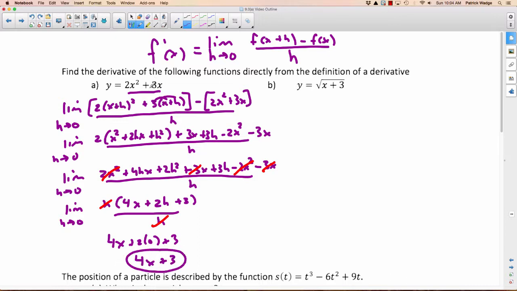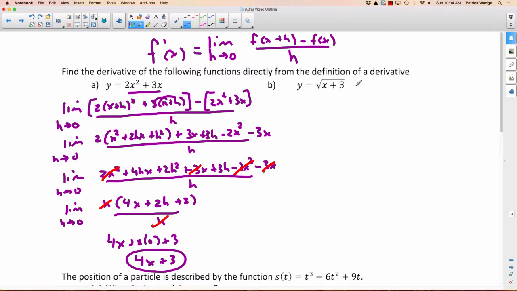Now, remember how much easier this would be without doing the difference quotient? You would use the power rule. 2 times 2 is 4x plus 3. 4x plus 3, done. This is why you learn to hate the difference quotient. But it is still important. It's what calculus and derivatives are really all based on. So you will be expected to know it.